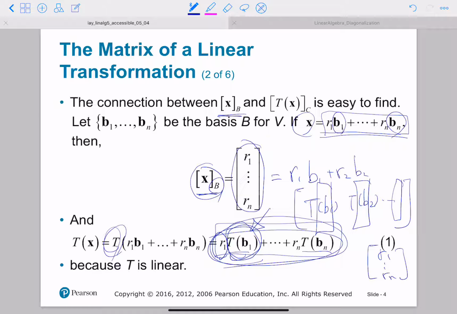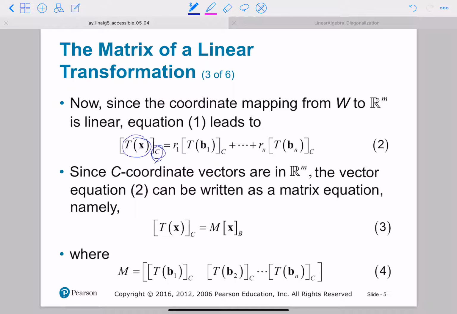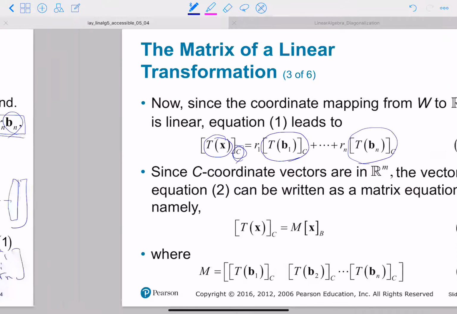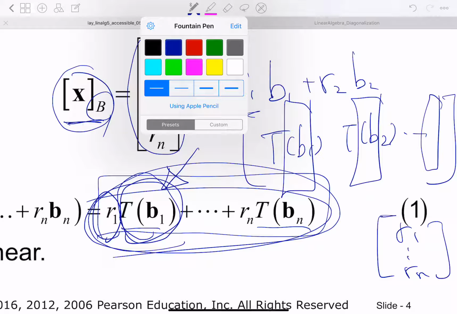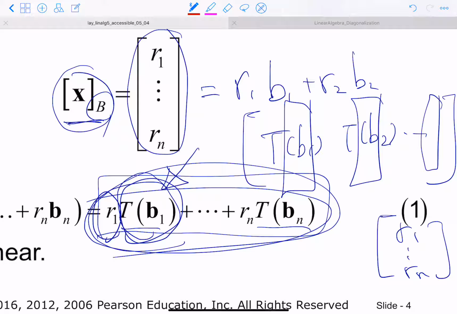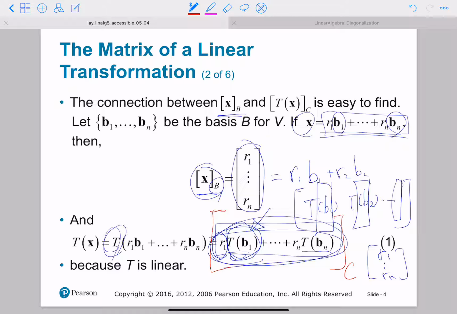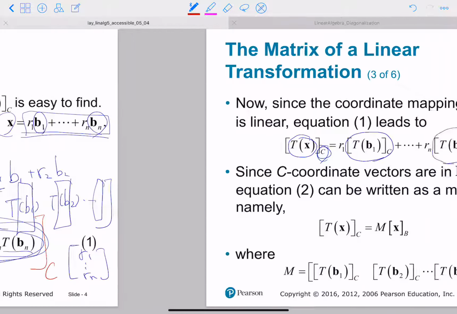And now let's represent that vector with respect to the basis C. And this is the coordinate vector represented with respect to the basis C. So here, this is an output vector with respect to the standard basis in the codomain. And now let's think of the new coordinate vector representation with respect to the new coordinate basis C.